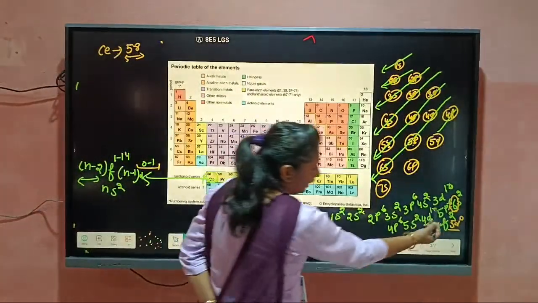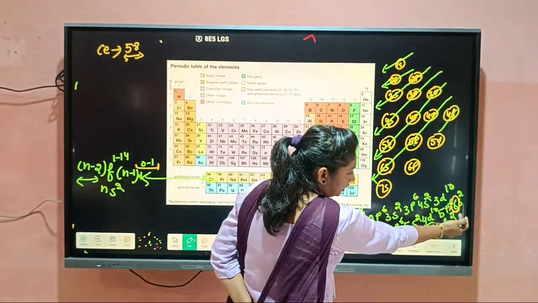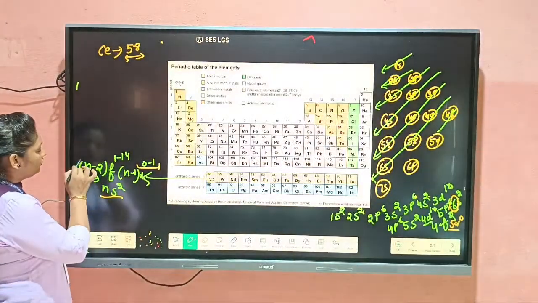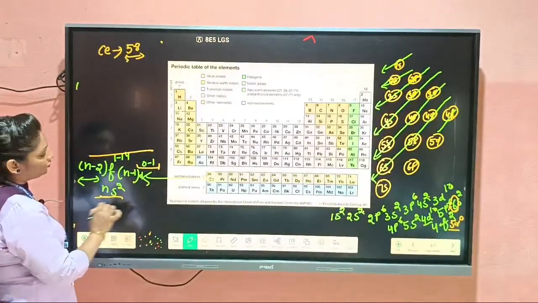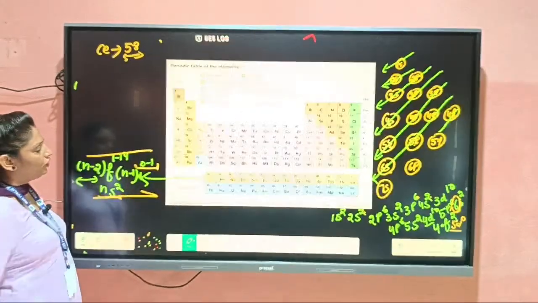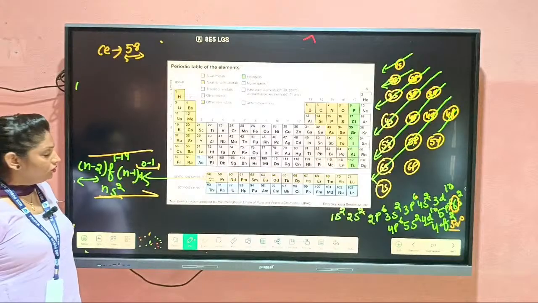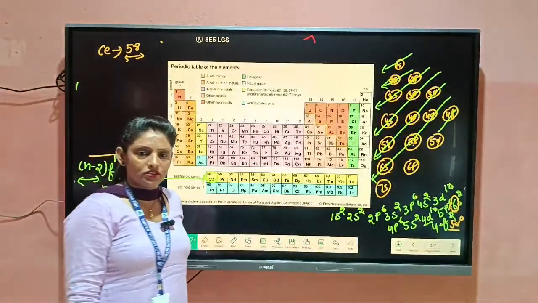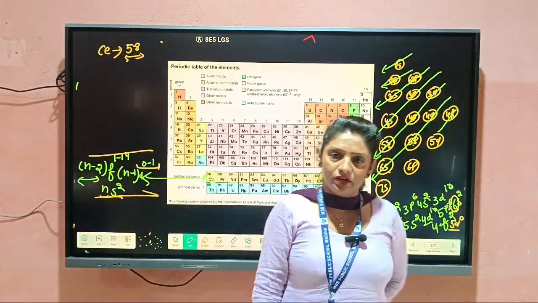Then n is 6, so in ns there are 2 electrons. So this will be the general configuration for F block: (n minus 2) f 1 to 14, (n minus 1) d 0 to 1, and ns2. This will be the general configuration for F block elements.